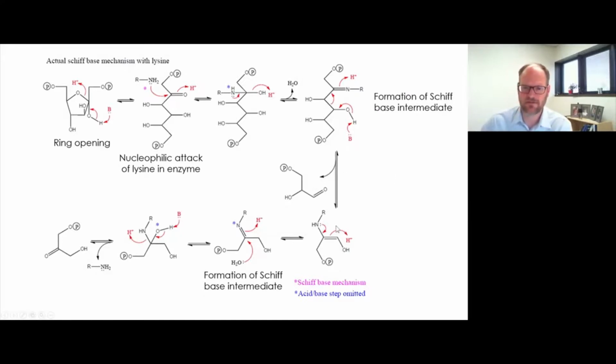Now the enzyme has to regenerate its catalytic lysine, and it does that by sort of doing the reverse reaction, where these lone pair electrons on the nitrogen resonate back out onto the carbon structure, forming this Schiff base again, and then that's susceptible to a nucleophilic attack by the water onto this position, forming this, again, familiar intermediate, where the base abstracts the proton and ultimately regenerates your dihydroxyacetone phosphate.